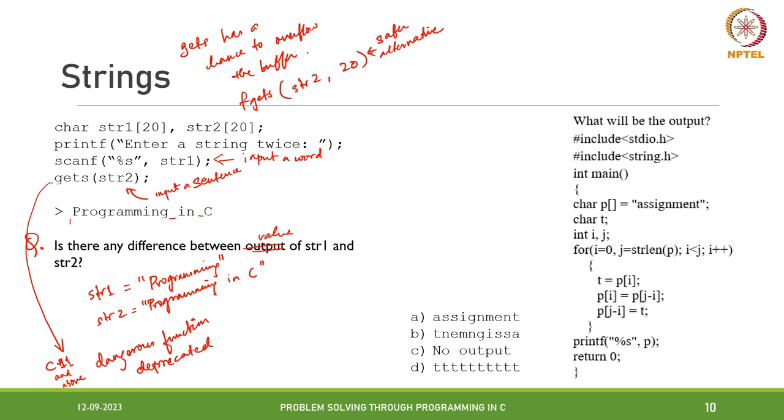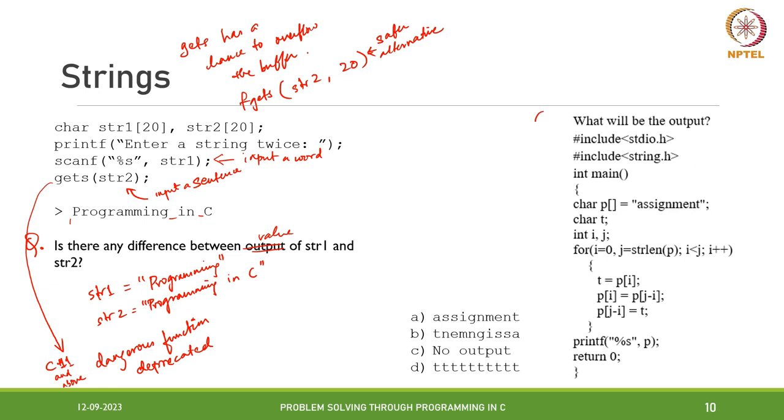fgets will terminate whatever input you give, even if you type hundreds and hundreds of characters. It will terminate at 20 itself. It will take only the first 20 characters as the input, no matter what you write after that. So there is no chance of a buffer overflow in fgets. Is that clear? Yes, sir.